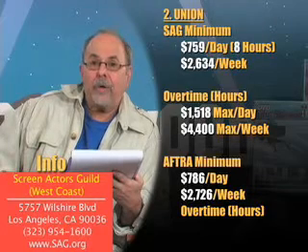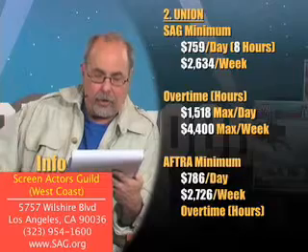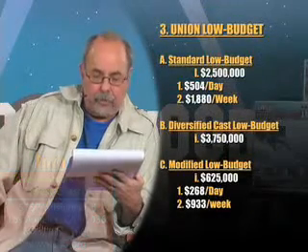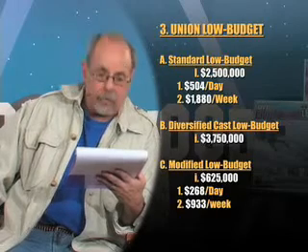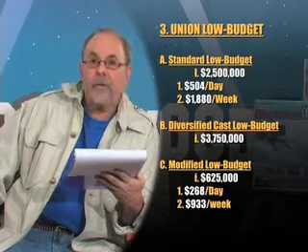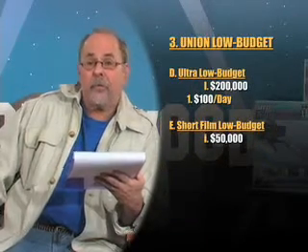Now let's go down to union, but low budget, which is more than likely what you are. There are five different low budget rules from the Screen Actors Guild. Go to their website, check them all out. There's the standard low budget agreement. Then there's a diversified casting low budget agreement, sometimes called the affirmative action low budget agreement. Now there's the modified low budget agreement. Then there's the ultra low budget agreement and the short film agreement.